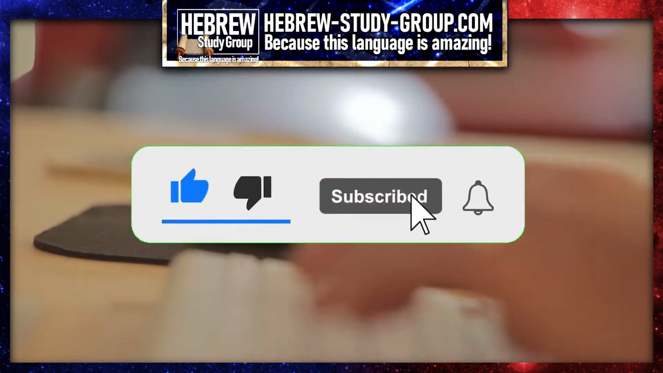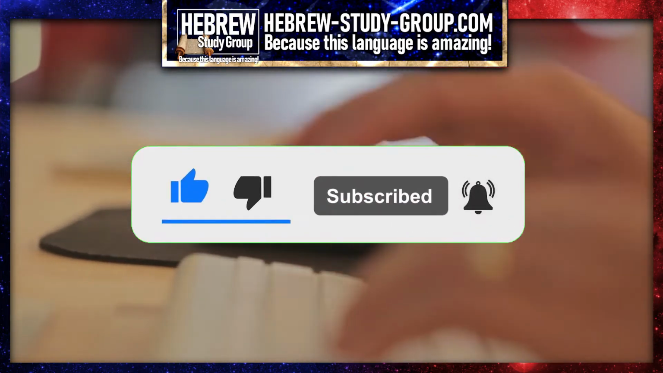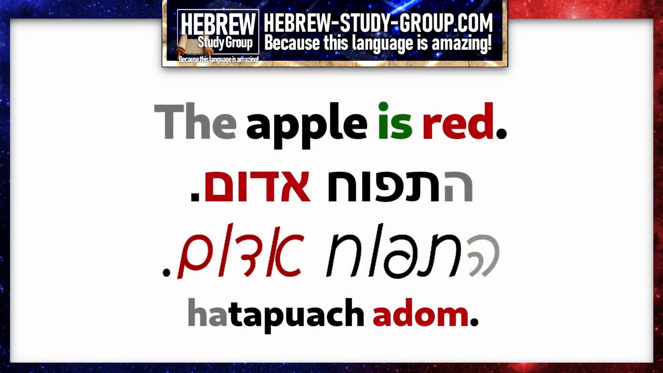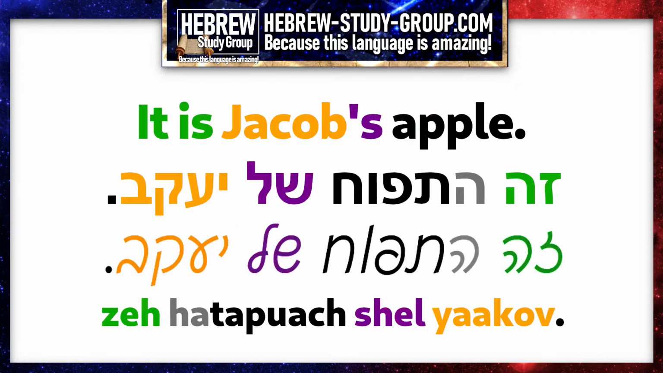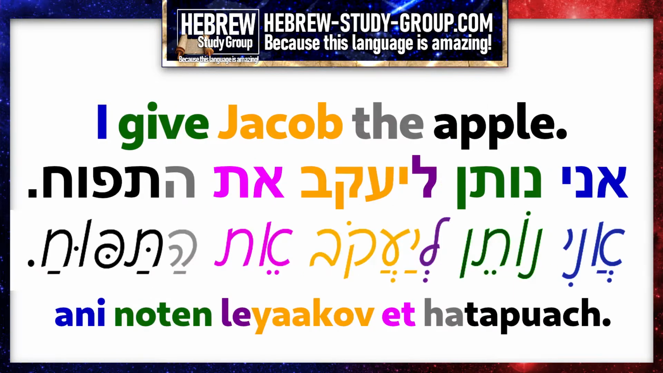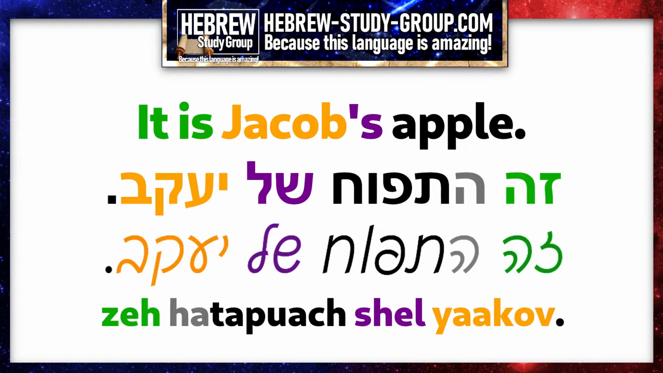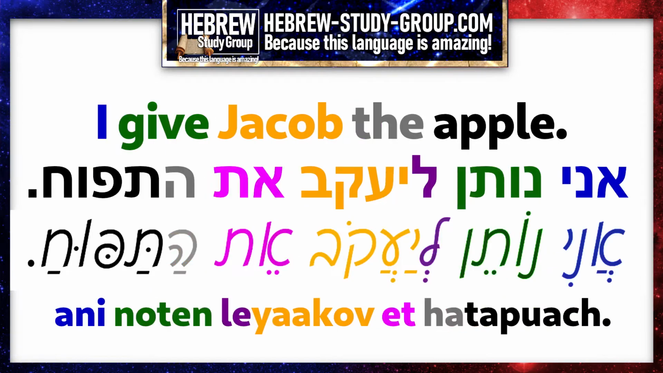Shalom Hebrew Study Group. In the previous video lesson, The apple is red, we learned how to describe a noun with an adjective. In this video, we're going to learn how to convey ownership or transfer. In other words, who does a certain thing belong to, or who are you giving something to?